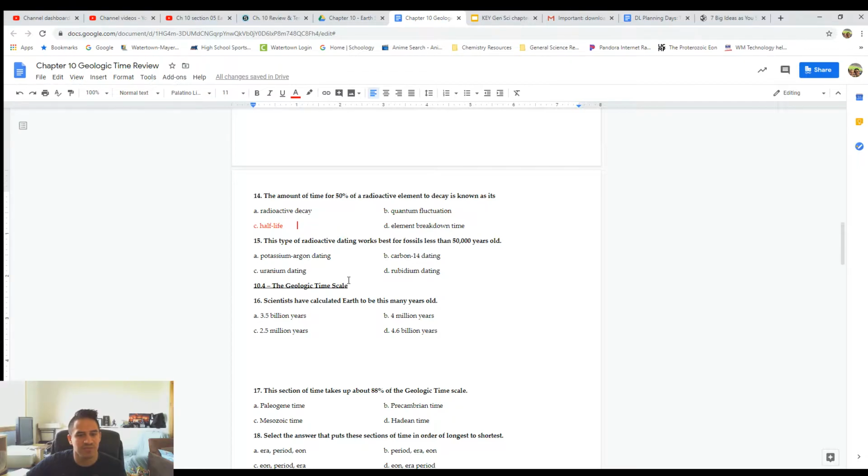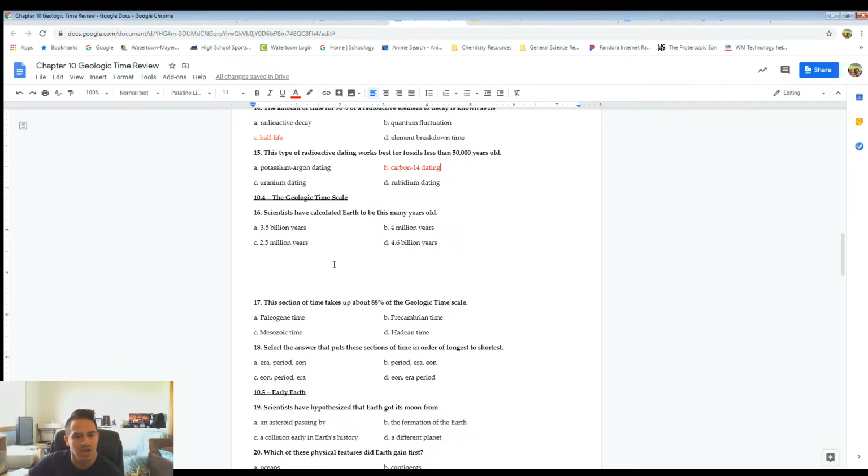Number 15, this type of radioactive dating works best for fossils less than 50,000 years old. Remember that there are a lot of different dating techniques, but carbon dating is the one that works well for relatively young things, because carbon-14 only has a half-life of about 5,000 years, so it doesn't work well for dating things that are really old. And 50,000 years is relatively young when we're talking about ages of stuff in Earth's history.